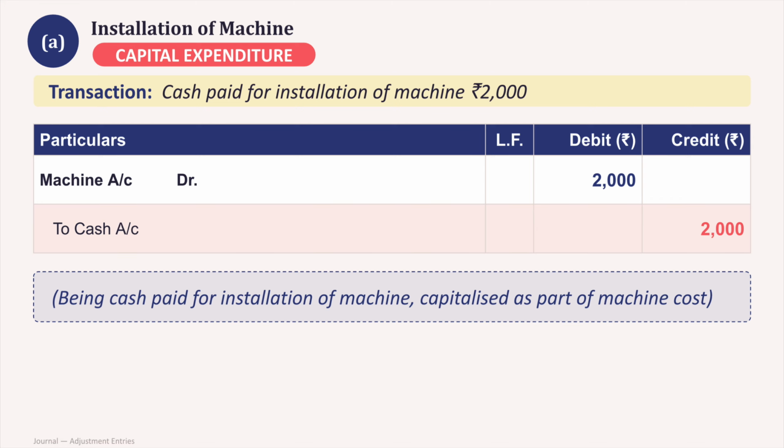Cash paid for installation of machine 2,000. So at the time of installation, whatever you are spending will directly go into your machinery account. So machinery account debtor to cash account. Cash is going out, so we'll debit machinery account, we'll credit cash account. So the journal entry will be machine account debtor to cash account with 2,000 in the respective column. Being cash paid for installation of machine capitalized as part of machine cost. You can see that why? Because at the time of purchase, whatever you are spending, you can capitalize it.